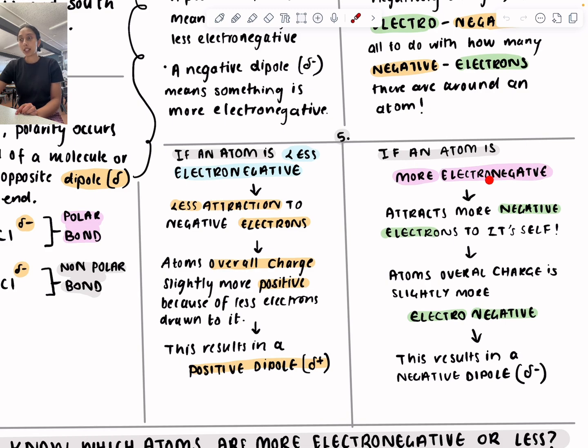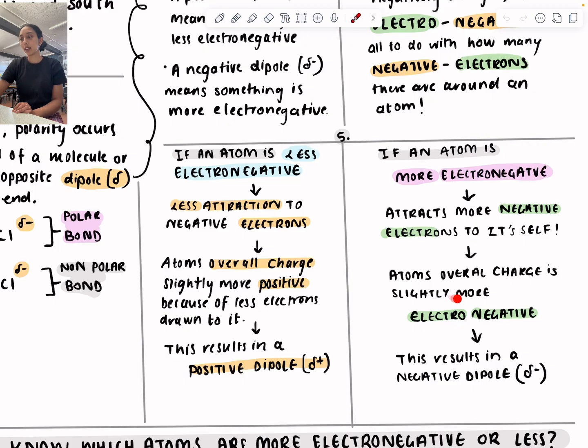Well, if an atom is more electronegative, remember electro means electron, negative is obviously the negative charge on an electron. If an atom is more electronegative, this means that it's able to draw in more negative electrons to itself. It's going like this. If it's more electronegative, it is attracting more electrons to itself. And because electrons are negatively charged and you're attracting this negative particle, this means that the overall charge of this atom is going to be more negative.